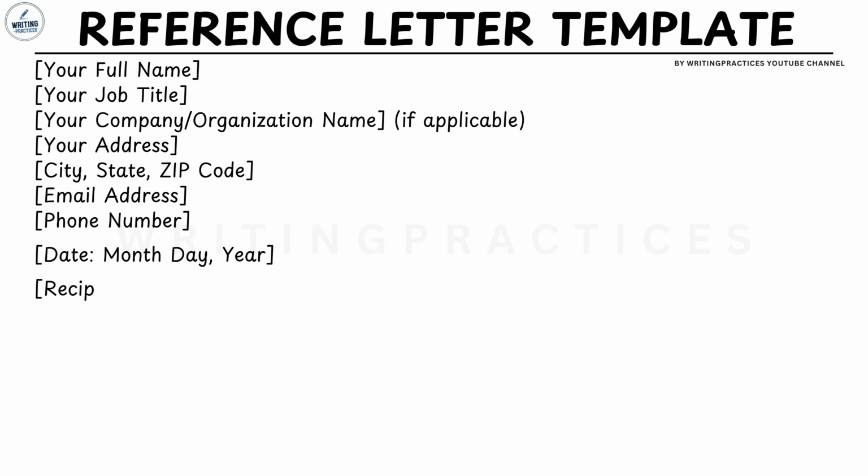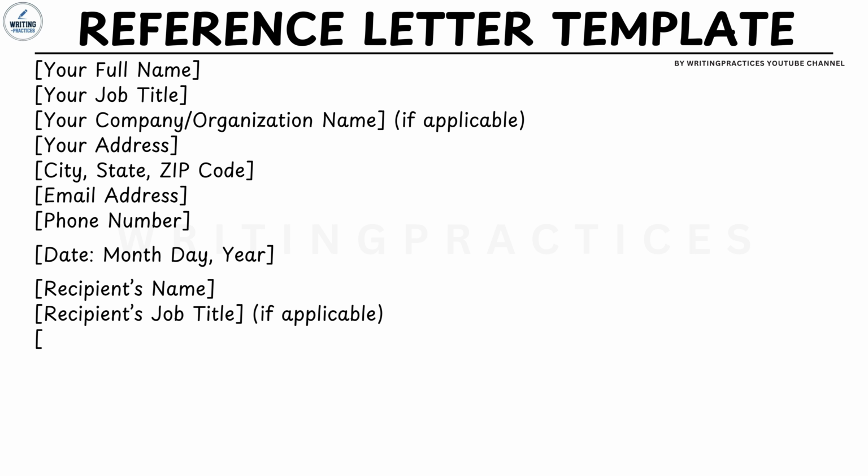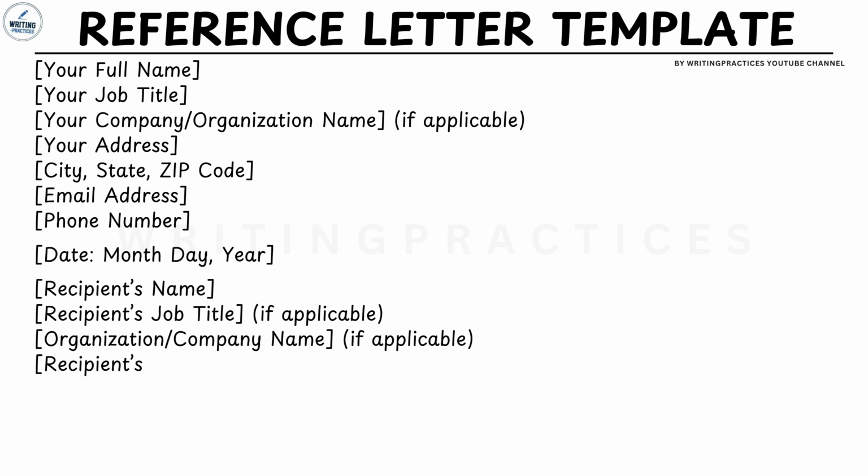Recipient information. Who's receiving the letter? The next section of your reference letter includes the recipient's details. You'll address the person or organization receiving the letter. This helps ensure the letter reaches the right person. Here's what you'll include: recipient's name, recipient's job title, if applicable, recipient's company or organization name, if applicable, recipient's address, city, state, zip code. This section ensures your letter is directed to the correct individual or organization.